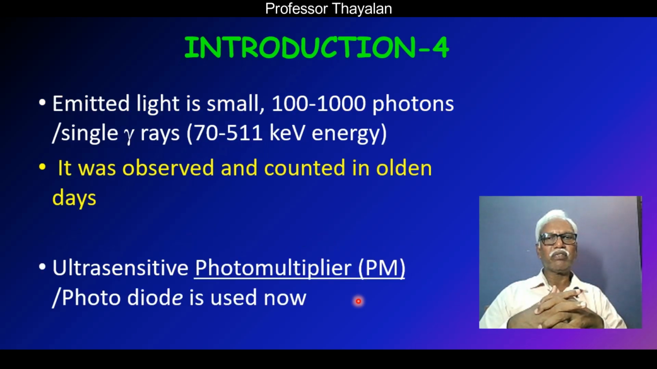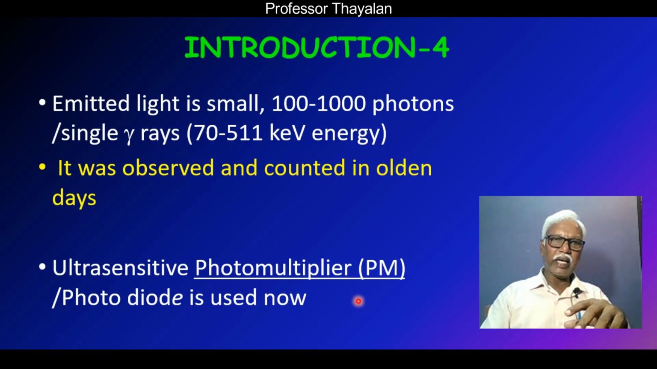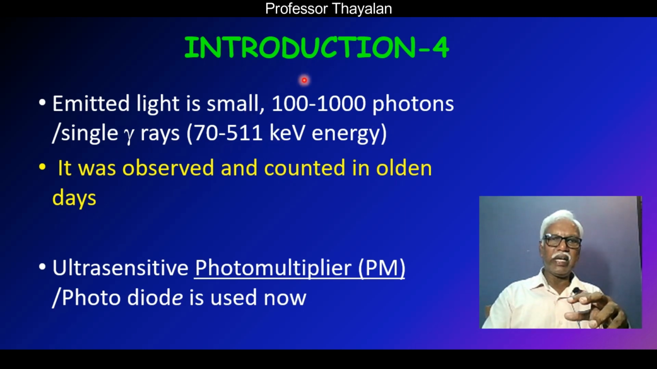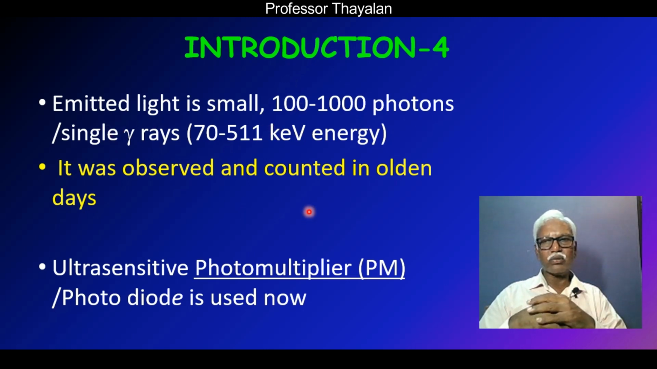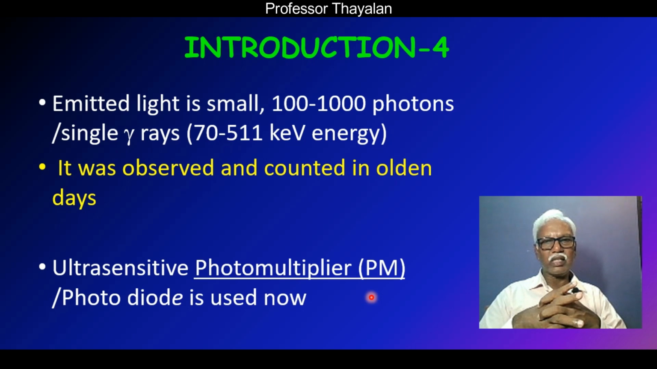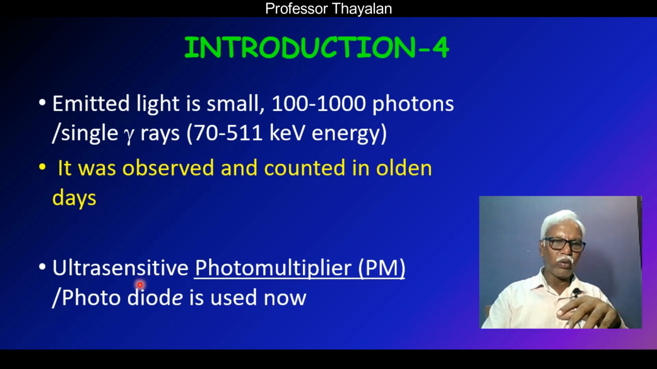How much light is emitted from the scintillation? The emitted light is very small. For example, if you take gamma rays of energy 70 to 500 kilo electron volt, it may emit 100 to 1000 photons per single gamma ray. In the olden days, they observed and counted the amount of light, whereas today we use a photomultiplier tube, that is PMT, or a photodiode to collect the light from the scintillator. This photomultiplier is ultra sensitive so that the signal is recorded very efficiently.